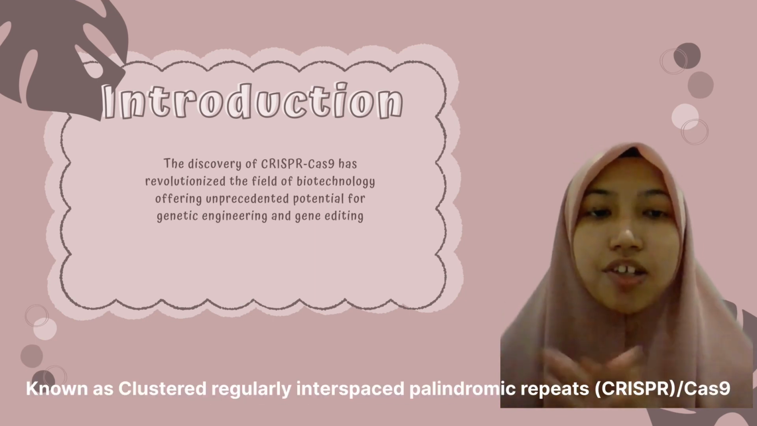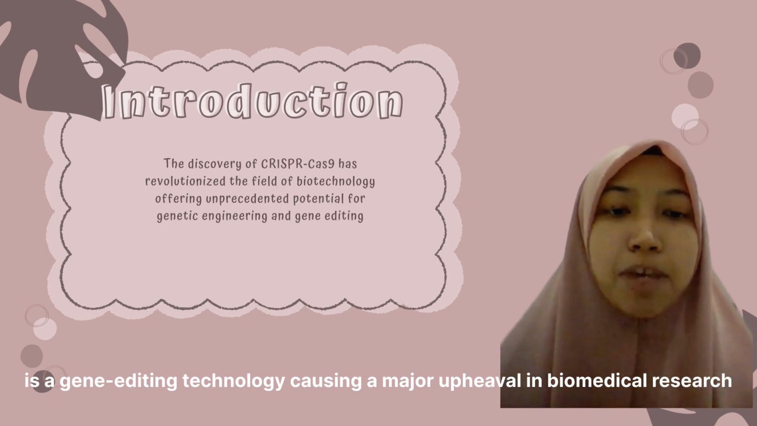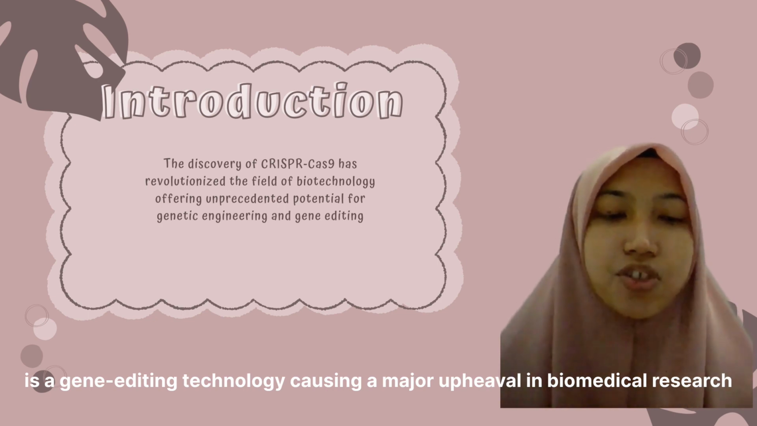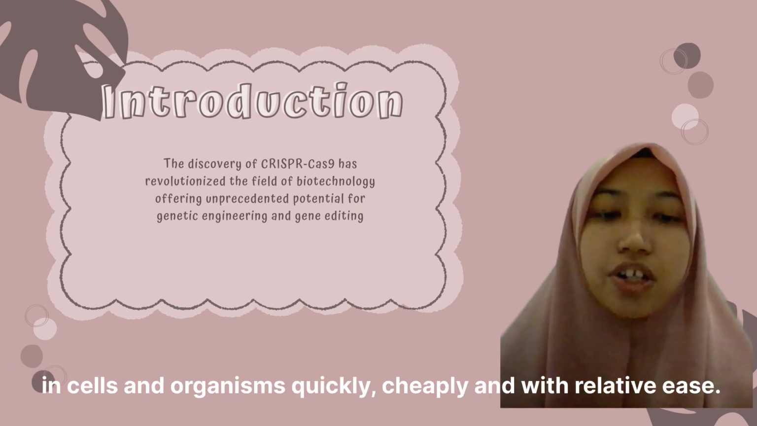CRISPR-Cas9, known as clustered regularly interspaced palindromic repeats, is a gene editing technology causing a major upheaval in biomedical research. It makes it possible to correct errors in the genome and turn on or off genes in cells and organisms quickly, cheaply, and with relative ease.